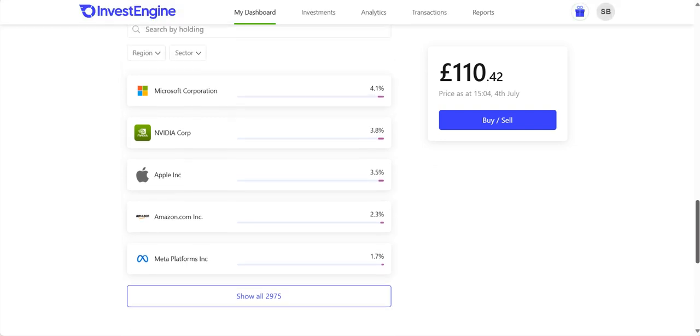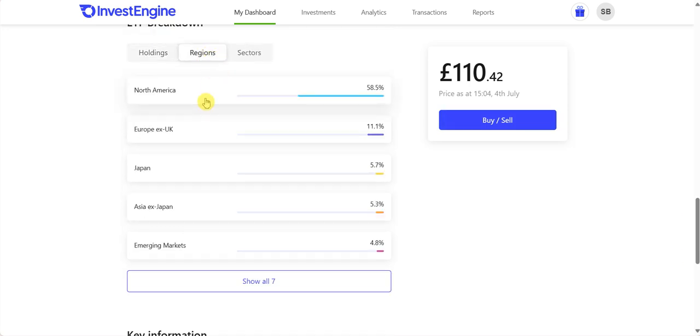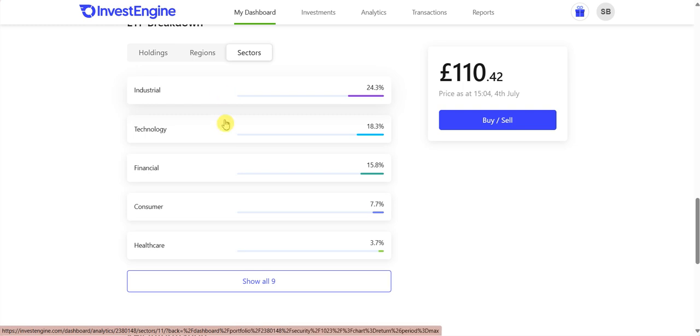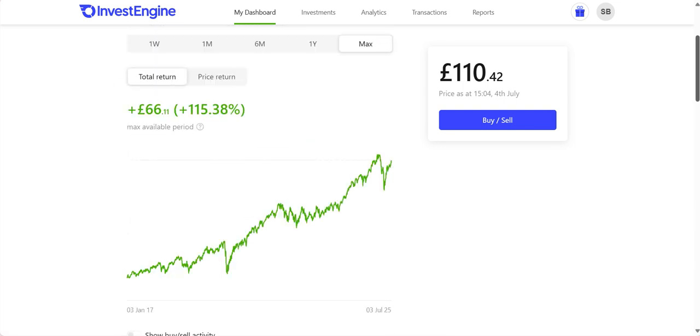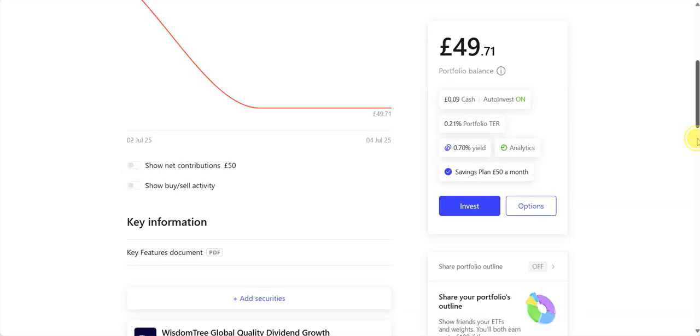Usual suspects there. Let's have a look at regions. North America, Europe, Japan. Sectors, industrial 24.3%, technology 18.3%, financials 15.8%, and consumer 7.7%. Right, let's go back and look at another one.